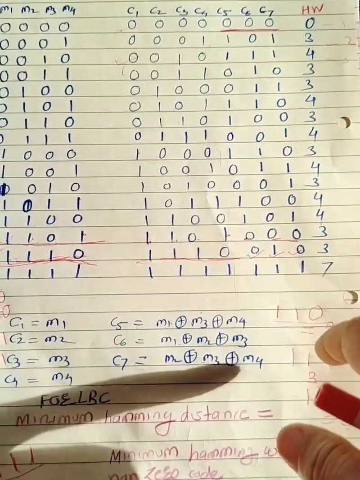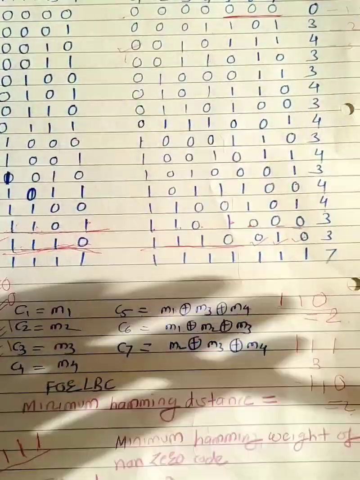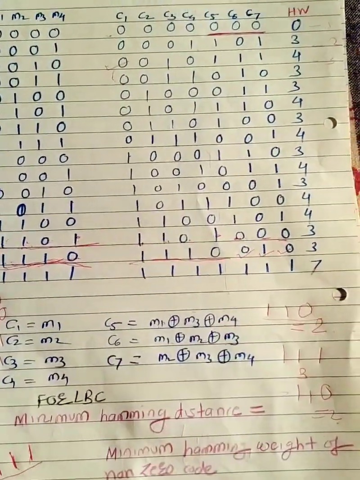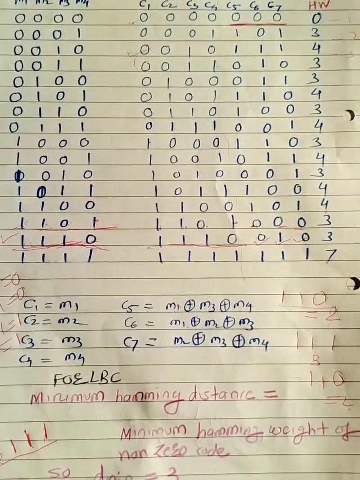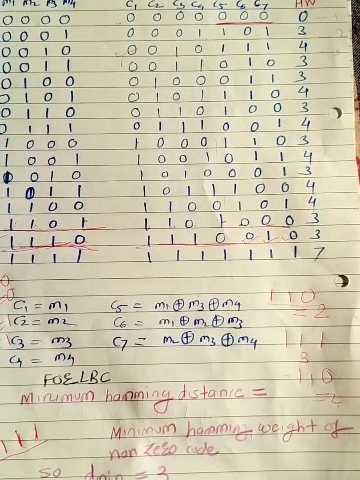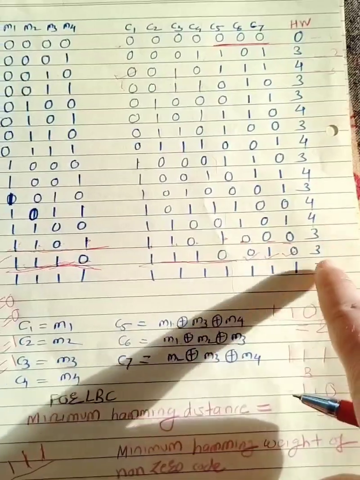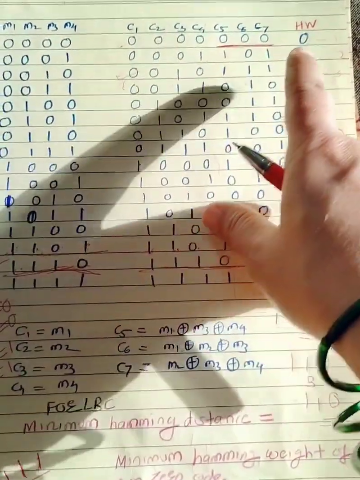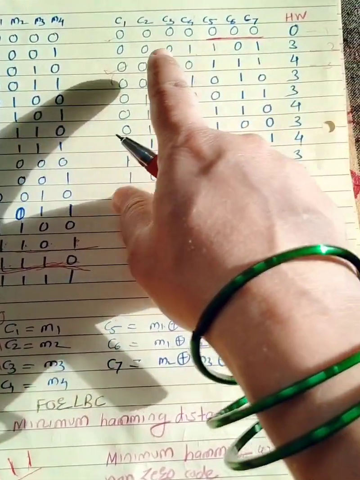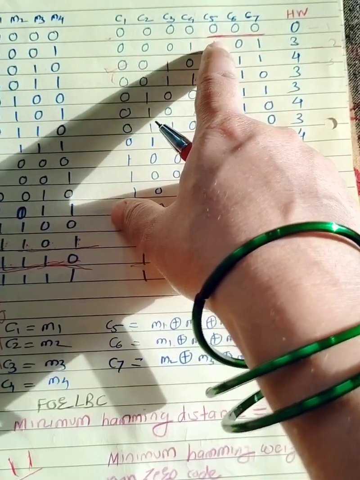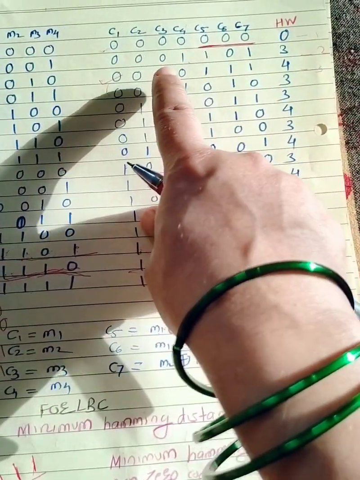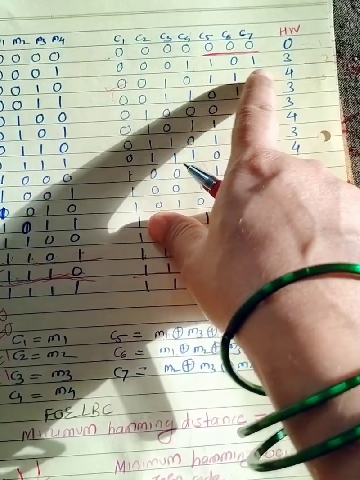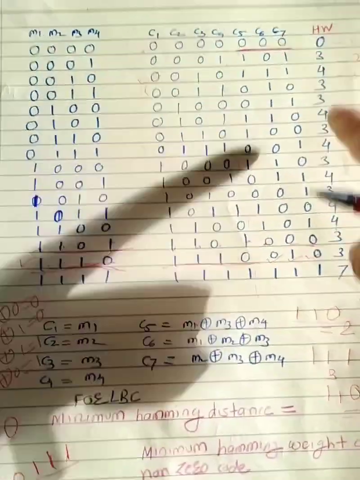Hamming weight, we have already seen in one video where we were discussing the terms of the linear block code. So Hamming weight is nothing but you have to count the number of ones in that code. So here the number of ones are 1, 2, 3, so that is 3. Here the number of ones are 4, 1, 2, 3, 4. So Hamming weight is like this. You have to write the Hamming weight.